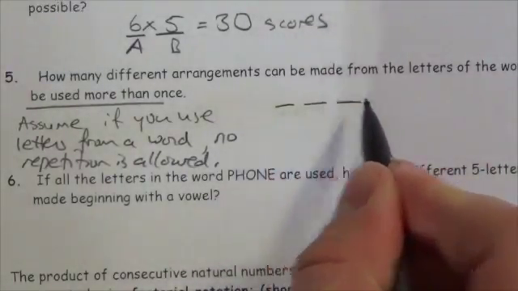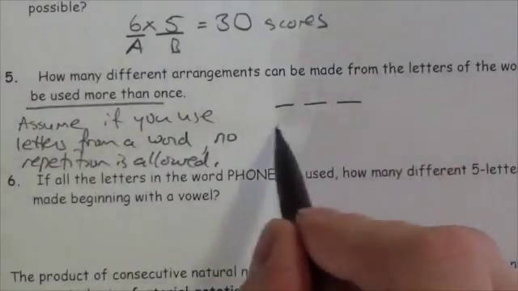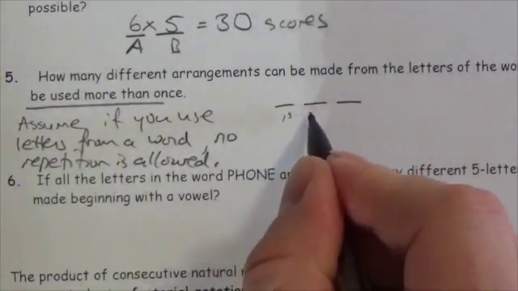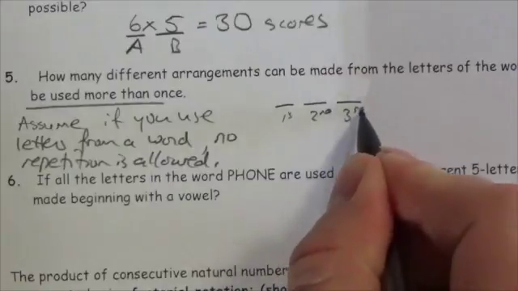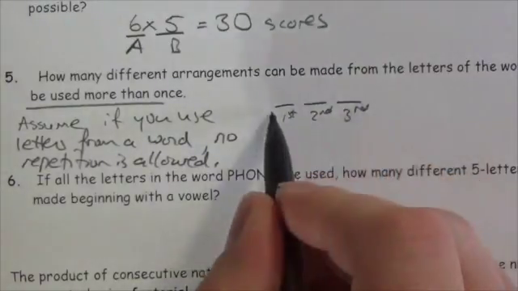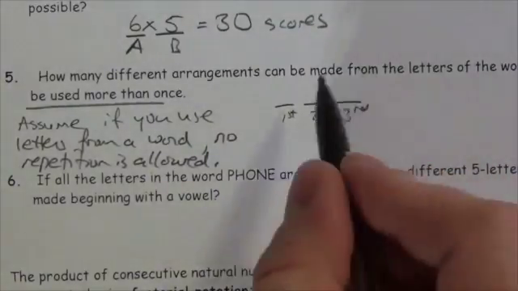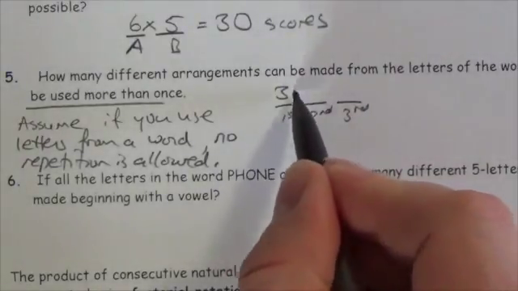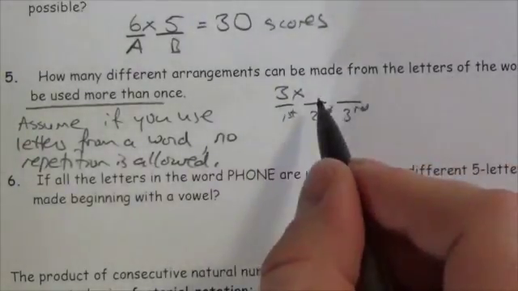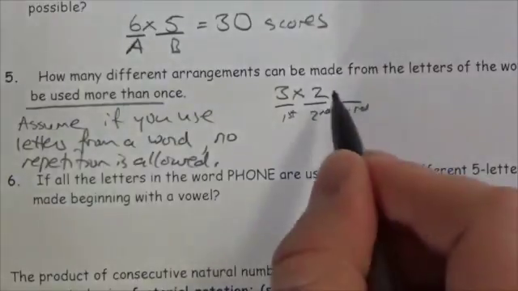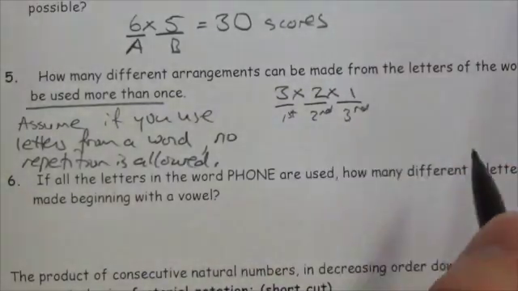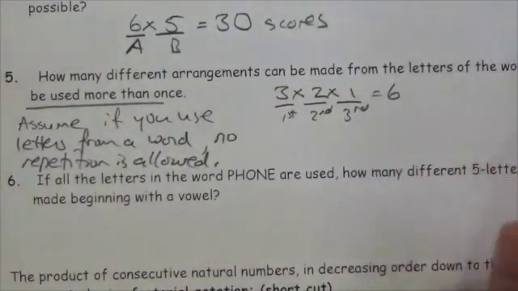So, I've got 3 tasks to perform. I've got to choose the first letter, the second letter, and then the third letter. Now, for this first letter, there's 3 letters in the word cat, so there's going to be 3 options here. Once I've chosen one, that leaves me with 2 letters left over to choose from. And then once that's done, I really have no option for that last one. Altogether, that's going to be 6.